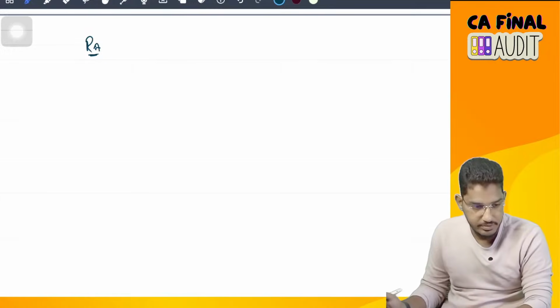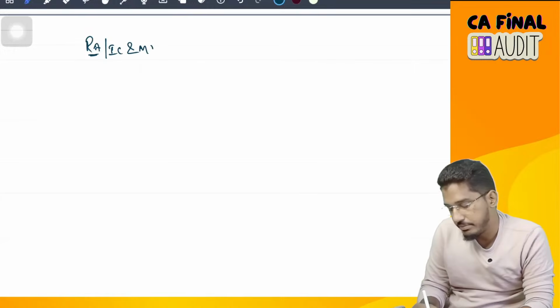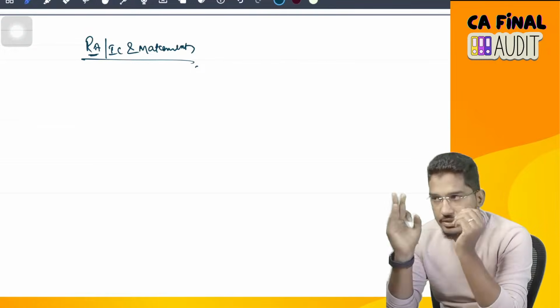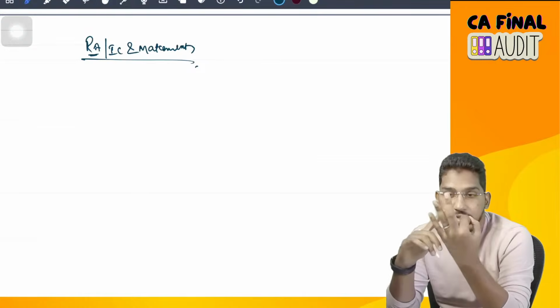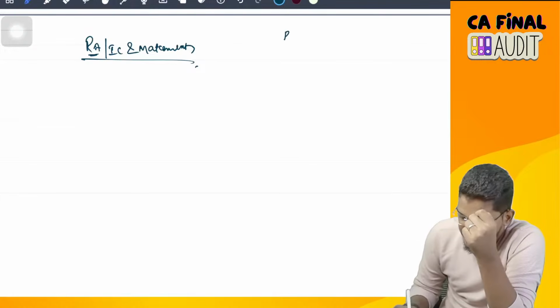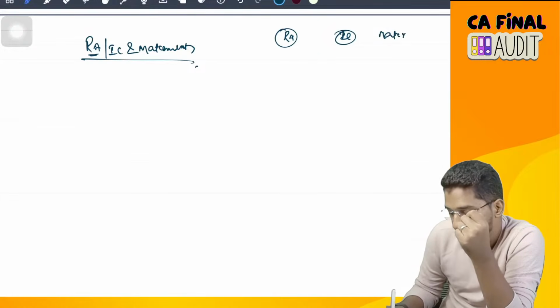So risk assessment, internal control and materiality. This chapter we will try to revise in a quick manner. There are three aspects, as you could see in the title of the chapter itself. We have three concepts we are required to discuss. One is risk assessment, the other one is internal control and the other one is materiality.